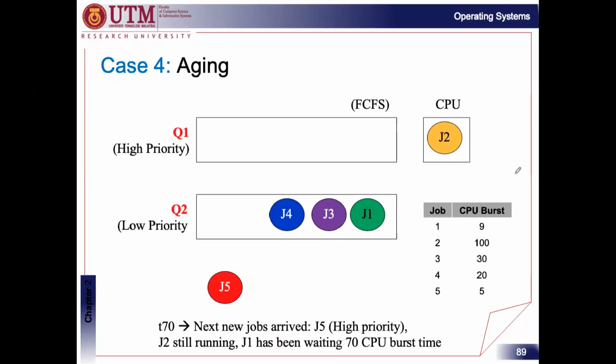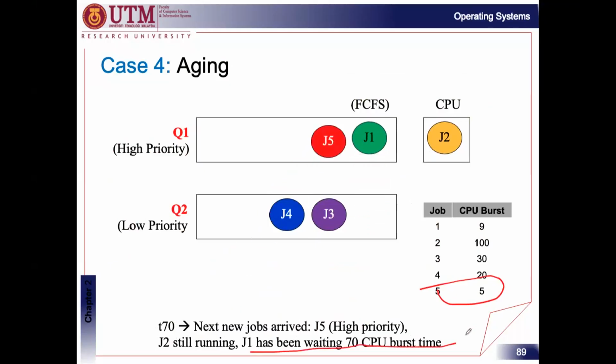And then what happened at T70, for example, when the next job arrived? J5 is a higher priority. It becomes the high priority, and arrives at T70. At the same time, J2 is running because it got a CPU burst of 100. And then J1 has been waiting 70 CPU time in order to complete, right?